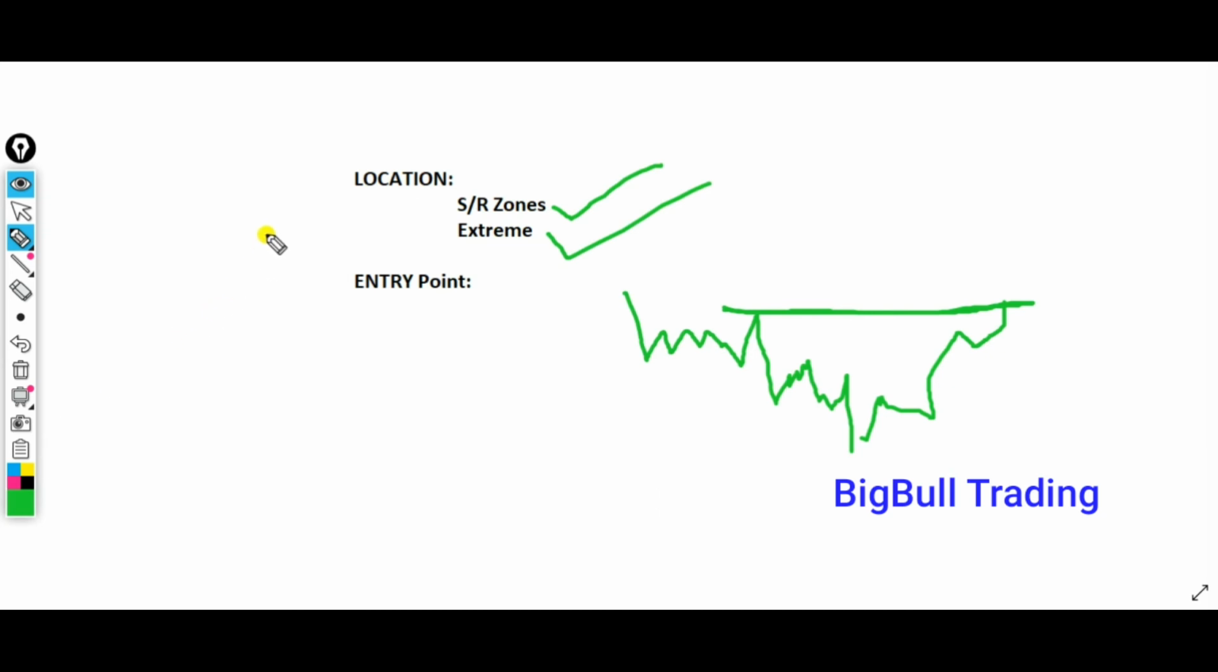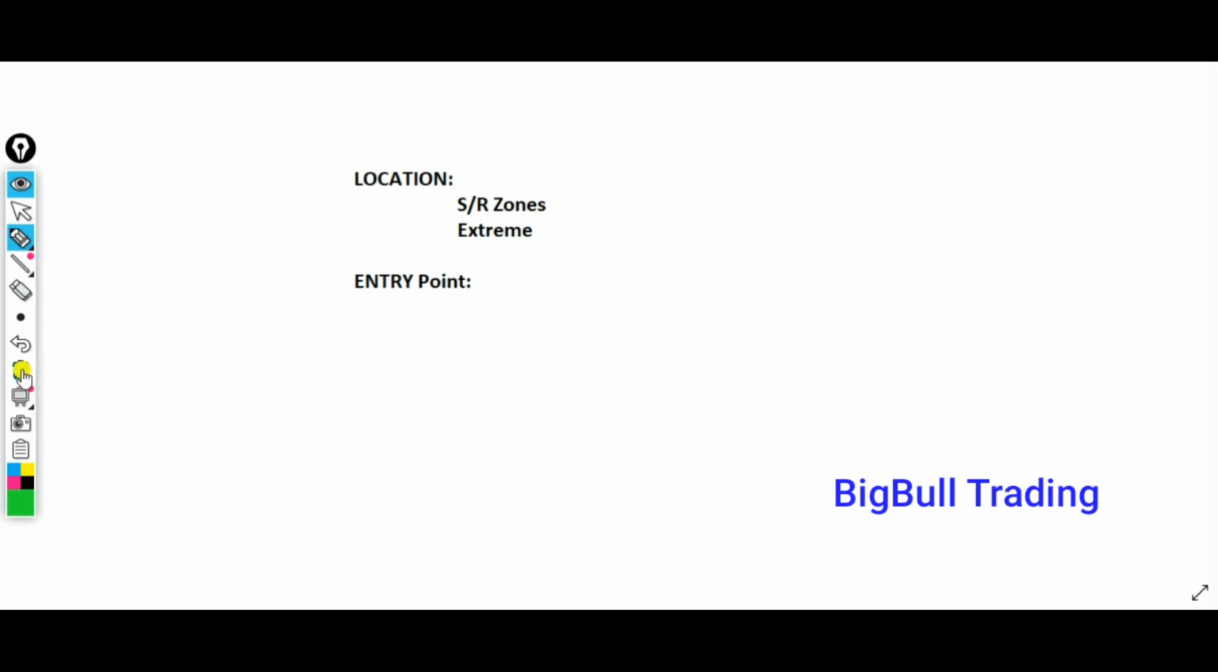Number one. Number two, where you should be making the entry point. The entry point should be above the candle's high or above the previous candle's high. So now I will go to the chart and show you some of the patterns, so it will be much easier for you.